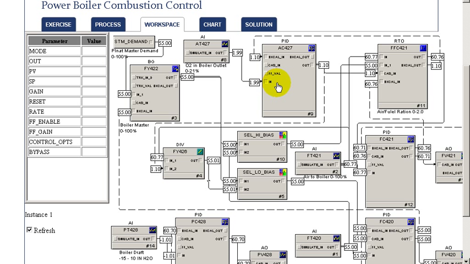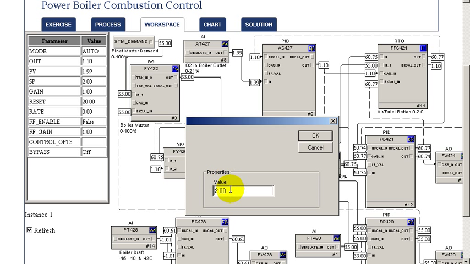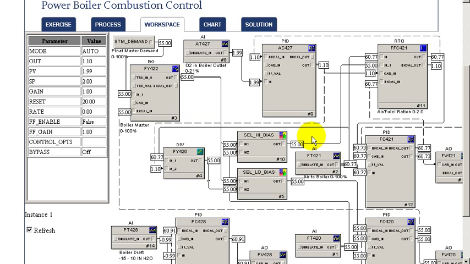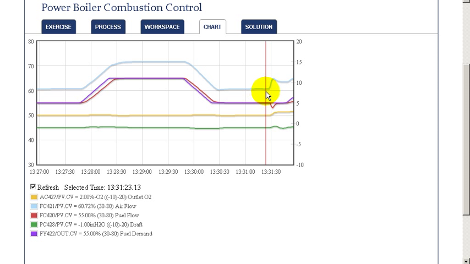To examine the impact of the O2 set point on the combustion control, we'll change the O2 set point from 2% to 3%. For a 1% change in O2, this will require about a 5% change in total air requirement. The O2 controller adjusts the air to fuel ratio to achieve its target O2. The impact of this can be seen by looking at our chart.